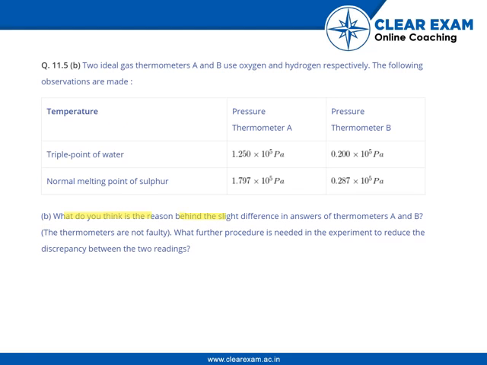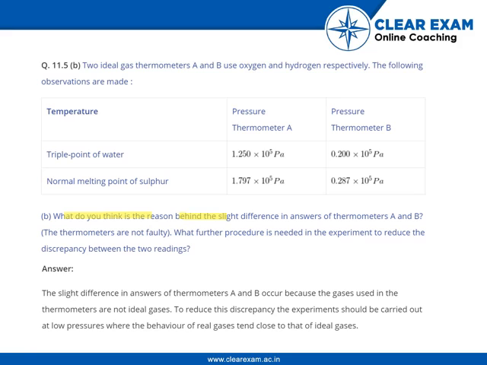What do you think is the reason behind the slight difference in answers of thermometers A and B? What further procedure is needed in the experiment to reduce the discrepancy between the two readings? The slight difference occurs because the gases used in the thermometers are not ideal gases. To reduce this discrepancy, the experiment should be carried out at low pressure, where the behavior of real gases tends to be close to ideal gases.